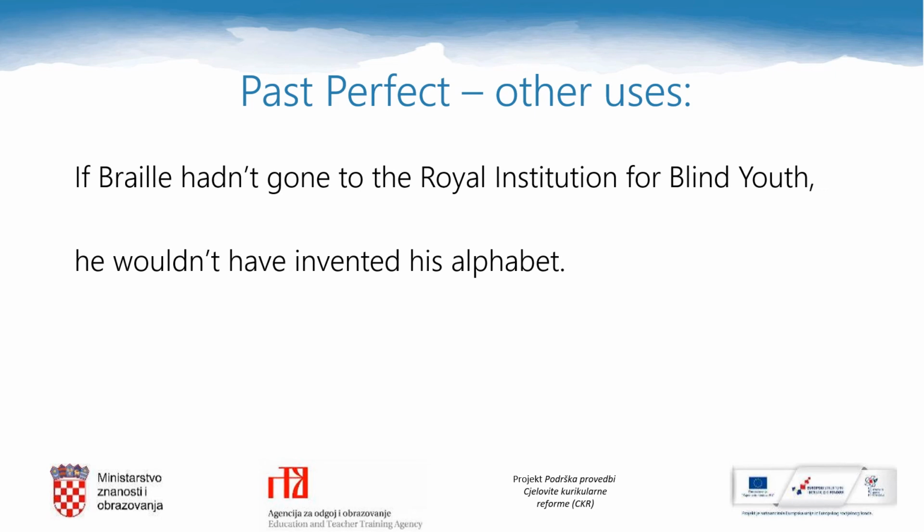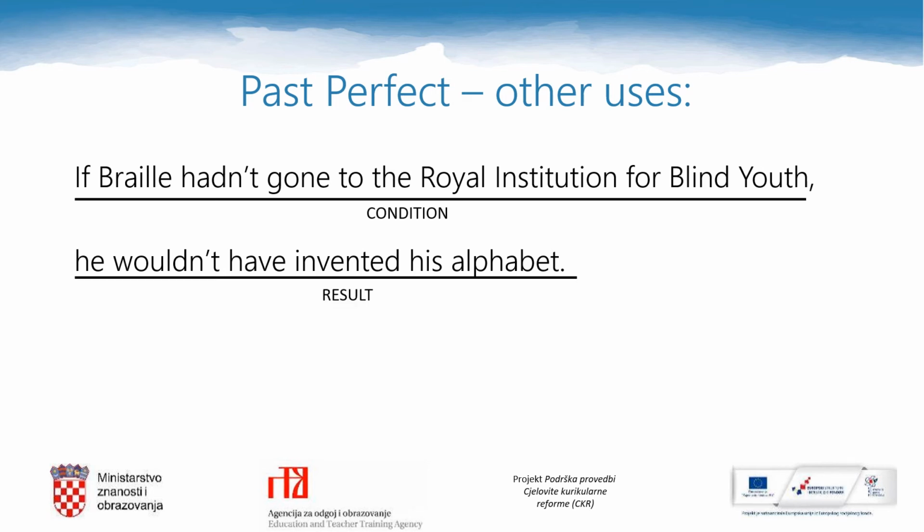Apart from expressing one event that was completed before another past event, past perfect tense can be used to talk about past events that did not happen. Take a look at this sentence. Did this situation happen? No, it didn't. If Braille hadn't gone to the Royal Institution for Blind Youth, but he did go, he wouldn't have invented, but he did invent his alphabet. Do you know what this way of expressing unreal situation is called? It's third conditional.